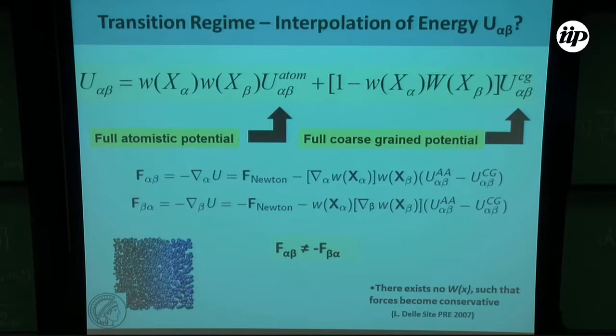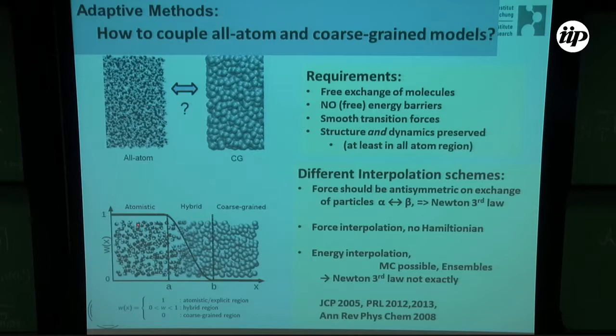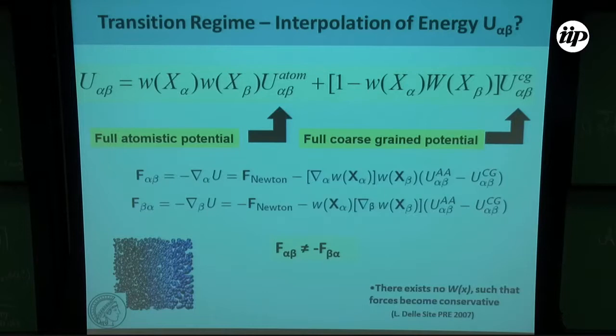So let's start with the first approach, which illustrates this. If you interpolate energies, let's say in such a way that I have a resolution function for particle alpha and a resolution function for particle beta, which smoothly interpolates from atomistic to coarse-grained, from omega equal 1 to omega equal 0, I can write my interaction potential like this. So I have an atomistic and a coarse-grained part, and then I can calculate the forces between particle alpha and beta.